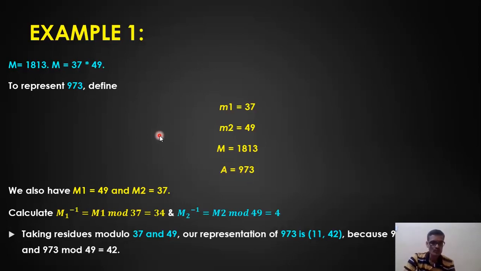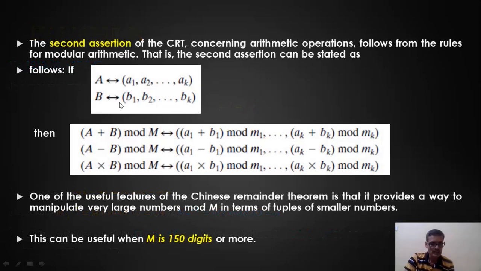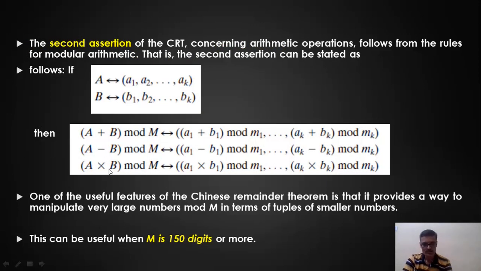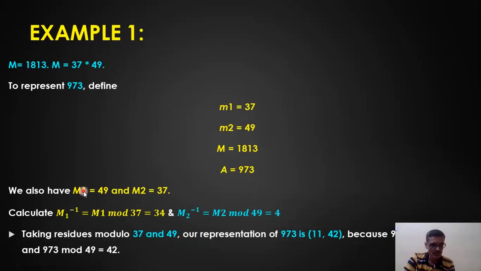What we have to do first is calculate M1 and M2, right? As I told here, we have to calculate this Mi, which is equal to M by mi. So let us calculate those numbers. How to calculate this? M1 is nothing but 1813 divided by 37, so I'll get 49. 1813 divided by 49, I'll get 37, right? So I got M1 and M2.